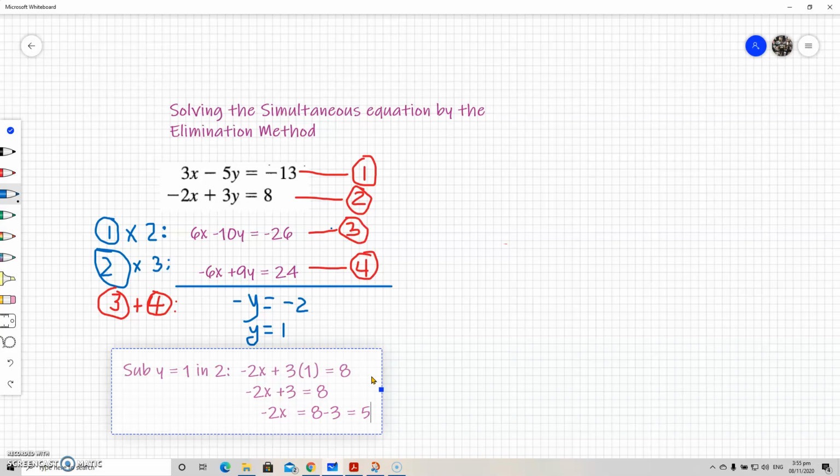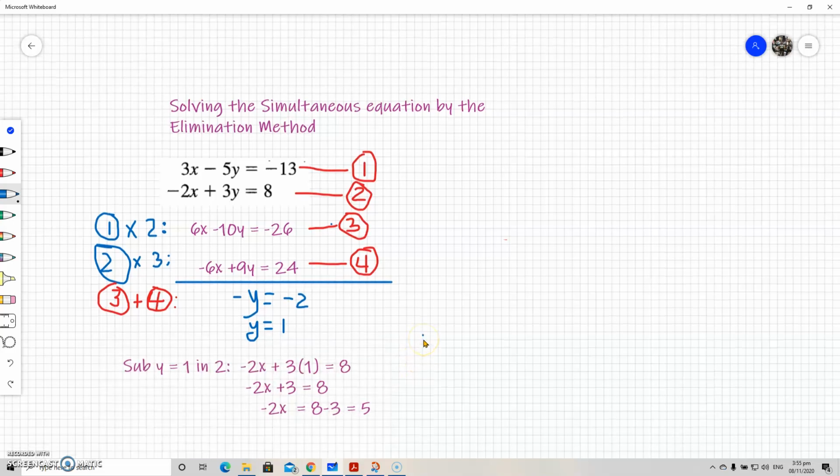So x is equal to 5 divided by minus 2, or x is equal to minus 5 on 2, or minus 2.5. So x is equal to minus 5 on 2.